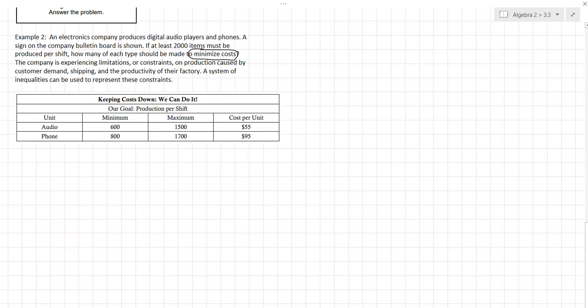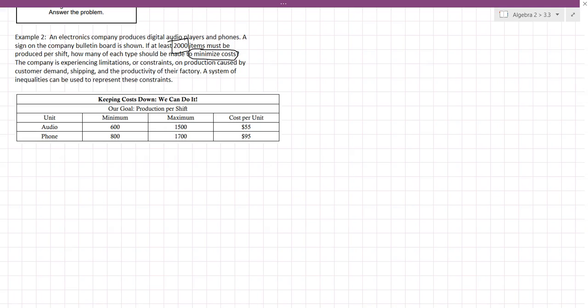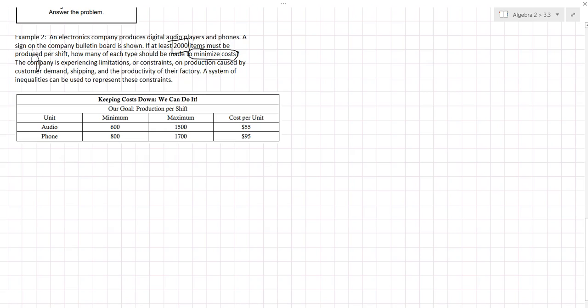So if we look here, at least 2,000 items are produced, and then we can use this chart that they gave us below to write our own inequality. So first we need to define our variables. We have two things. We have audio players and phones. So let's have the audio players be X and the phones be Y.